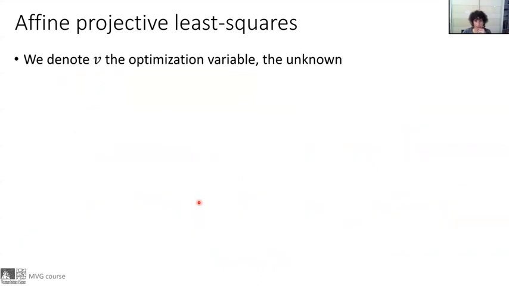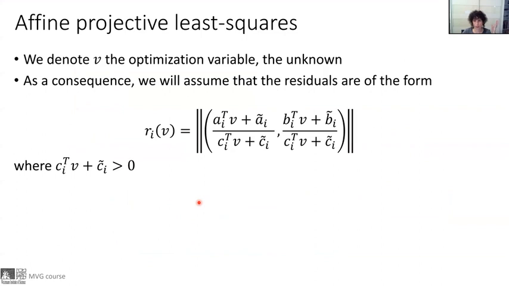Okay, just before the discussion, if we denote the optimization variable by some parameter which we call v, we can take each residual, like what we had before, and we saw that each residual can be written as some affine expression of v divided by an affine expression of v, another expression of v, again affine, divided by the same expression here, like this. And in a minute you will see why this is a restriction, that the denominator should be positive. Okay.